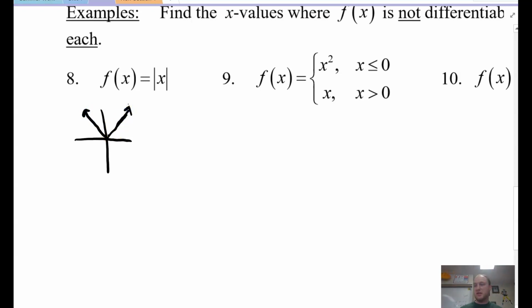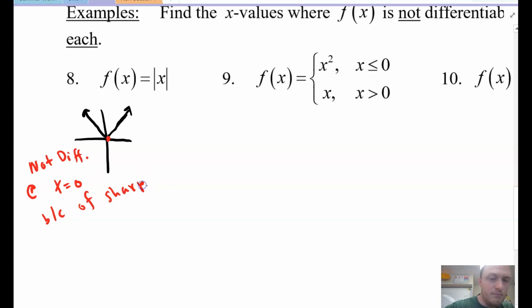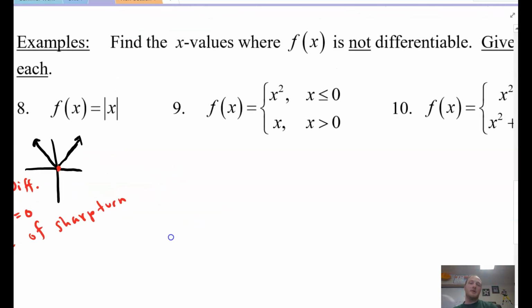What's the point of non-differentiability? That's going to be right here, at x equals 0, because of a sharp turn. So I can say not differentiable at x equals 0, and the reasoning is because of a sharp turn. So there's that one, sharp turn.